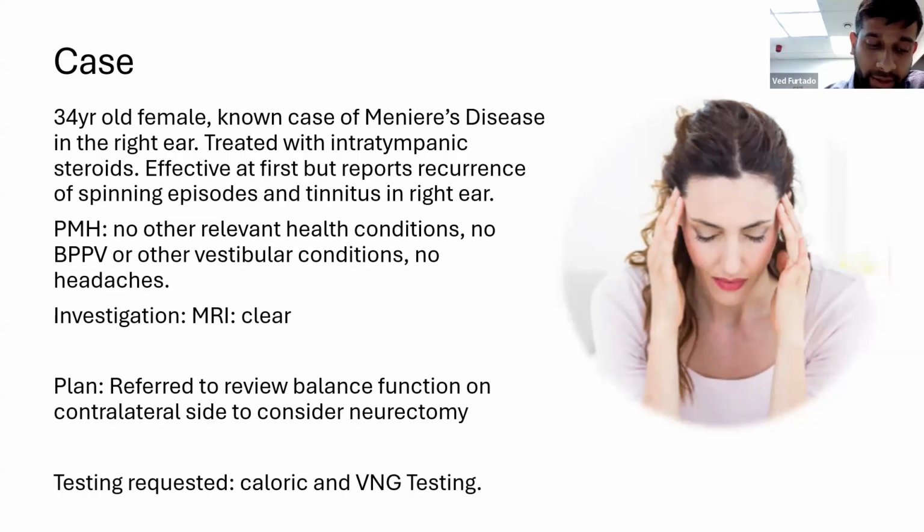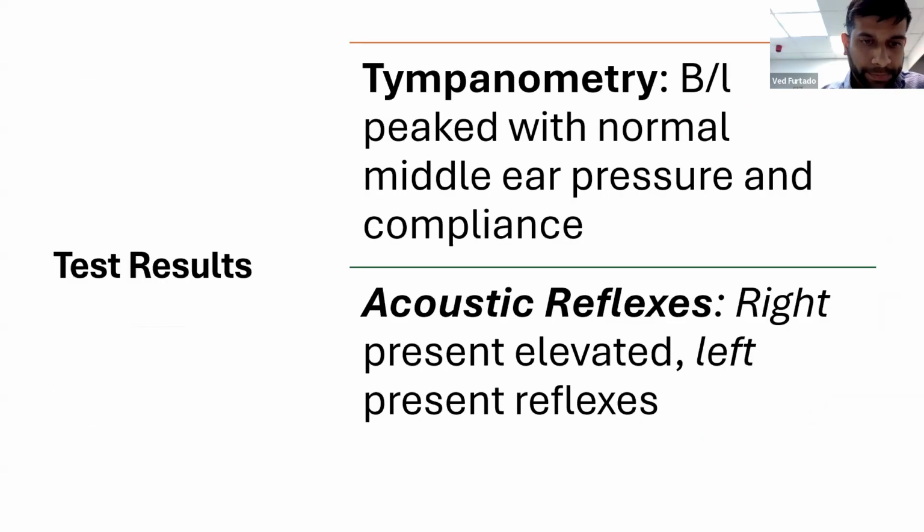So before going ahead with surgery, there was a need to ensure that there was good balance function on the left side, the good side. So this patient was referred to us for balance testing, vestibular testing. However, only VNG and calorics were requested. The patient was not on any vestibular medication in the 48 hours before testing, just to let you know. So the test results were as follows.